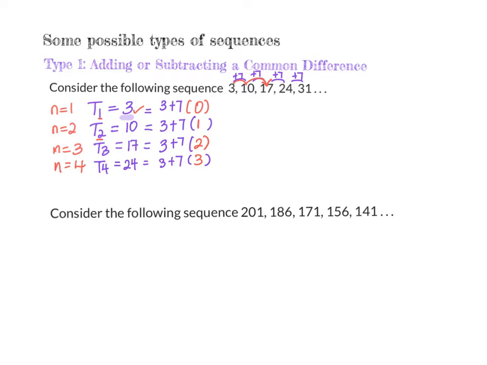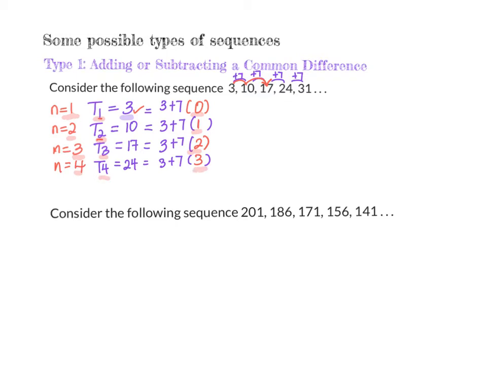Now observe the following. When it's n equals to 1, term 1, I added 0 times. How to get 0 from 1? When it's term 2, n is 2, I added 7 1 time. How do I get 1 from 2? When it's 3, n equals to 3, term 3, I added 7 2 times. When n equals to 4 and term 4, I added 7 3 times.